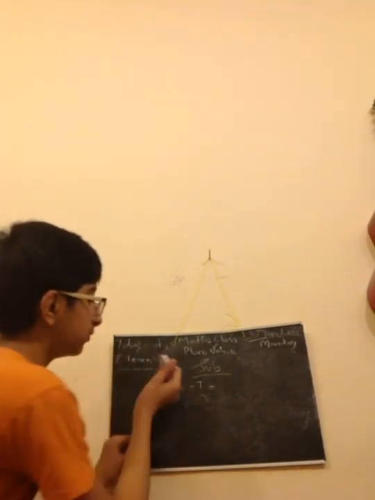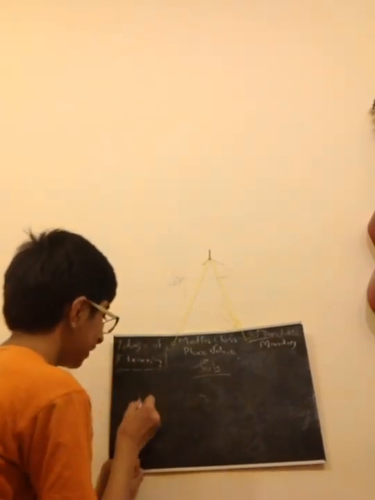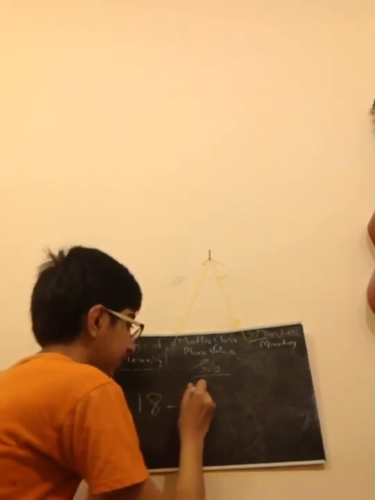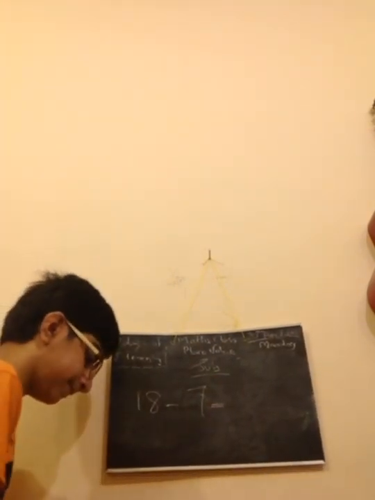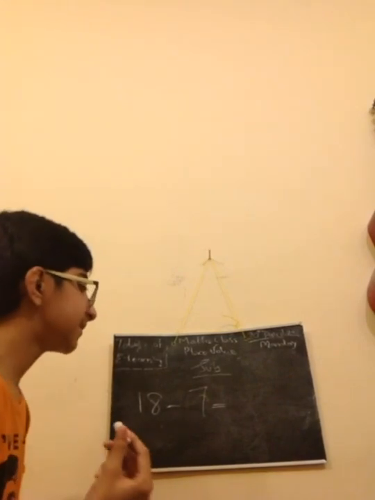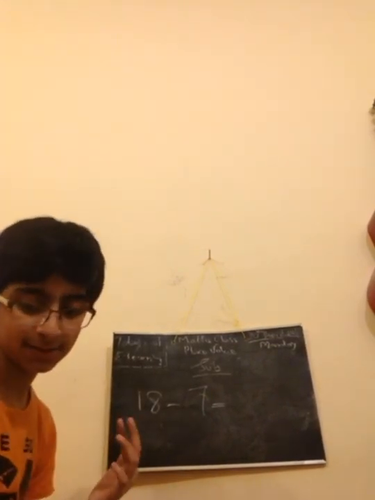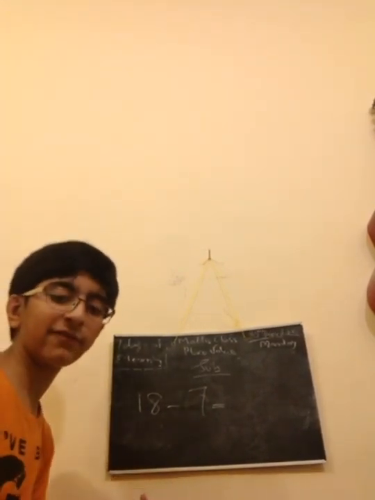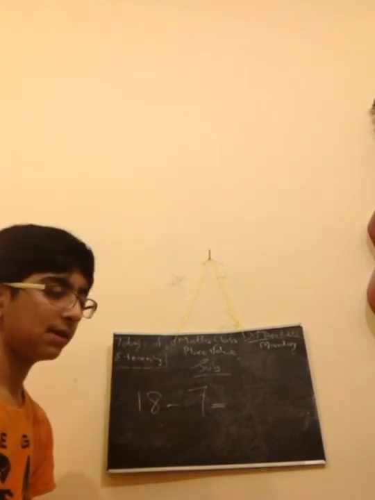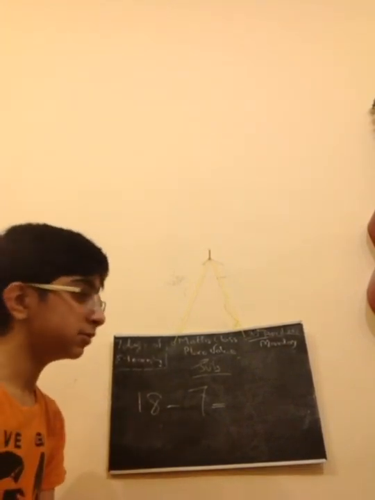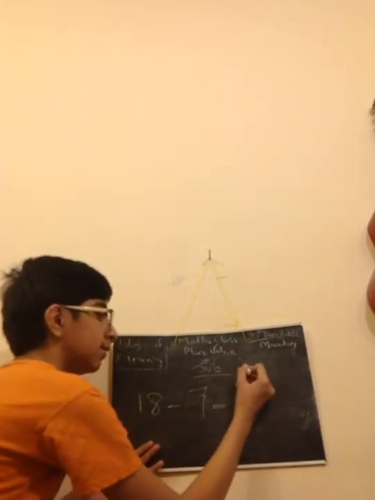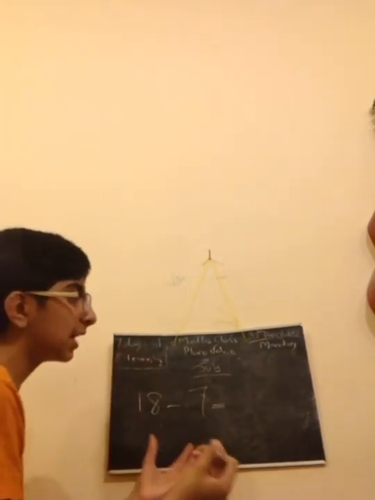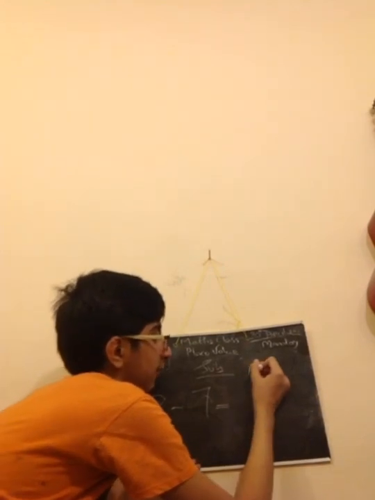Now we will move on to the horizontal subtraction of the same sum. 18 minus 7. Now this might feel complicated, but I'll just solve it for you. Oh, you can't open up 18 fingers now. What to do? A simple trick I would tell you.